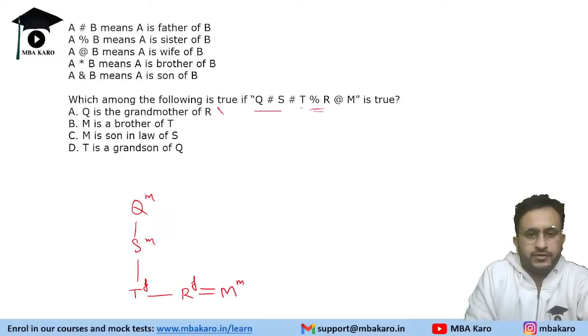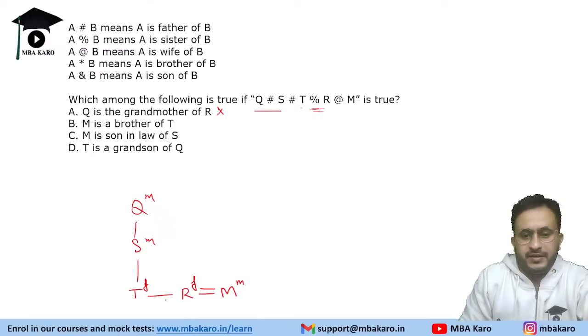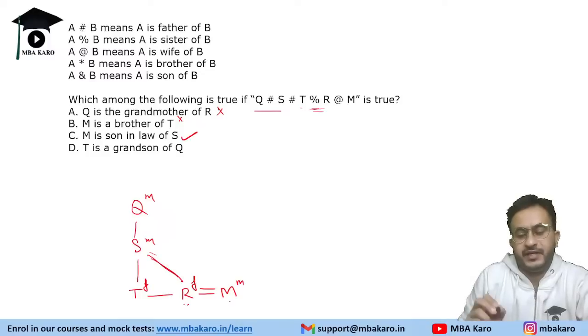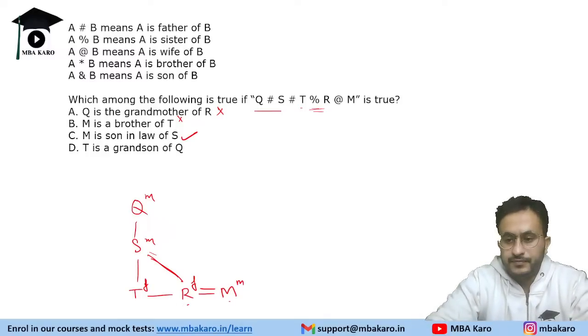So that is wrong. Q is the grandfather. No, Q is the father. So obviously that will be wrong. M is the brother of T. M is not brother. M is brother-in-law. M is the son-in-law of S. So M is the son-in-law of S. That is true because R is the daughter of S and M is married to S.